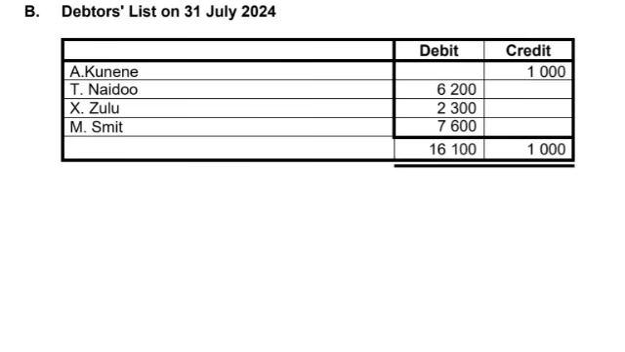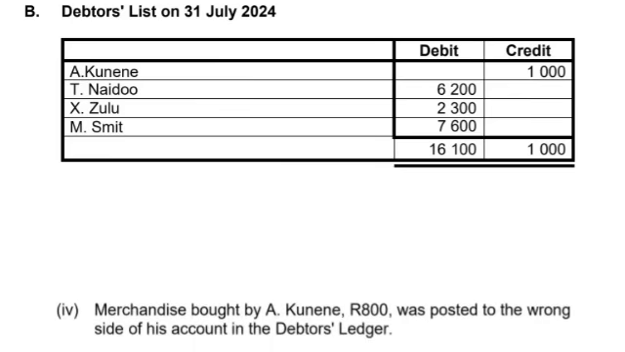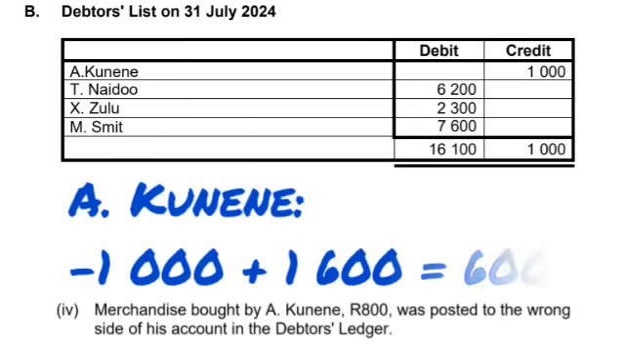Let's start with Ekunene. Ekunene has a credit balance of 1,000. When you go straight to Roman figure 4, it talks about Ekunene specifically, and it says he bought merchandise of 800 and it was posted on the wrong side of his account on the debtors ledger. Now, when something has been posted on the wrong side, you have to add it twice, meaning if it's 800, it's now going to be 1,600. So you're going to say minus 1,000 plus 1,600. When you punch it in your calculator, it's going to give you 600.